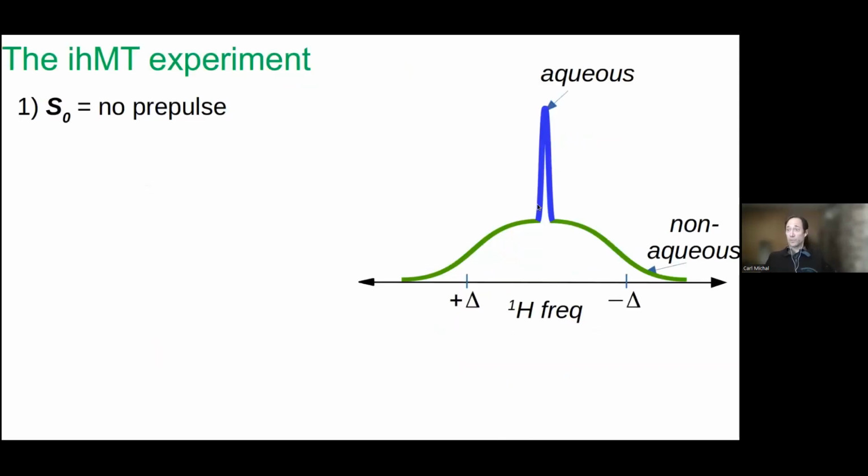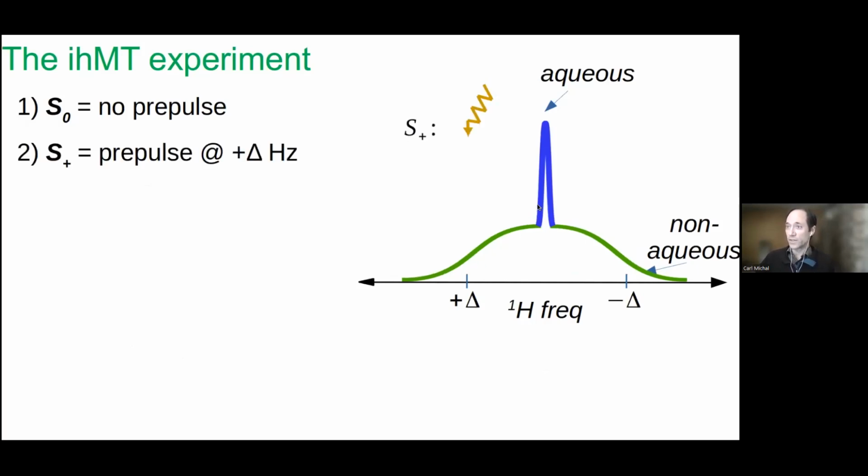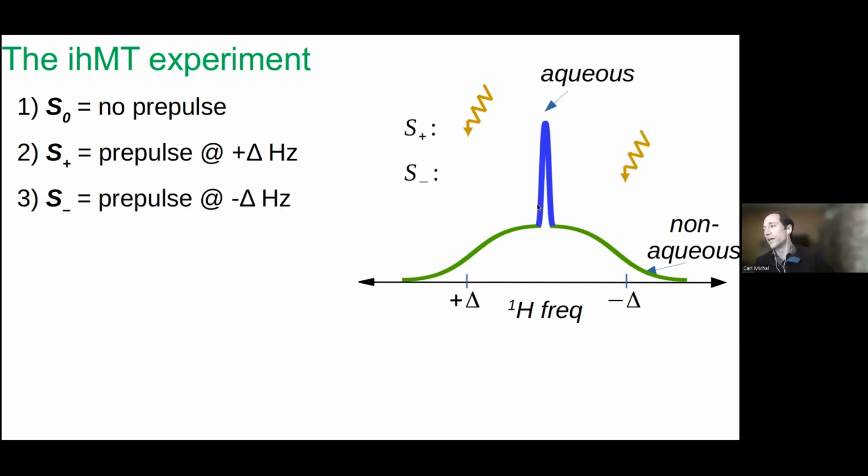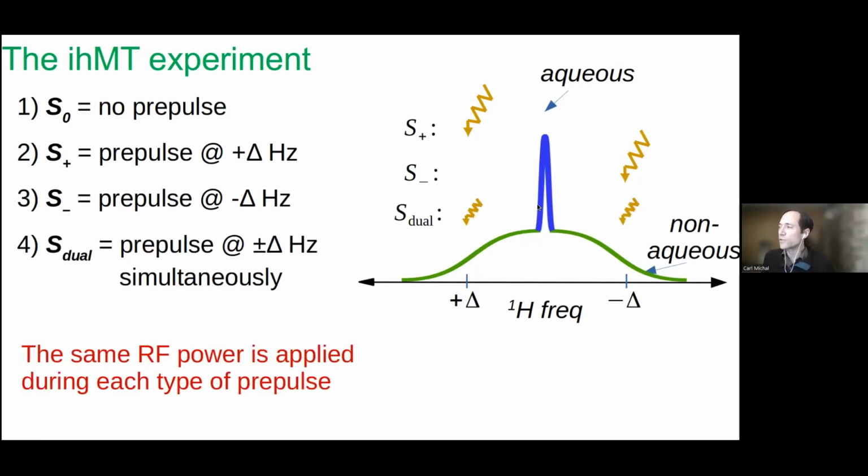The ihMT experiment, as I said, is a sort of a clever variation of this. So now instead of doing 2 experiments, we're going to do 4 experiments. The first 2 are the same. The first is with no pre-pulse. We look at a spectrum or an image. The second is, again, the same, where we apply a pre-pulse to one side off resonance. The third experiment, we're going to apply the pre-pulse to the other side. And so this is sort of the same as the second experiment, but it's going to help take care of any magnetization transfer asymmetry. The fourth is the interesting one.